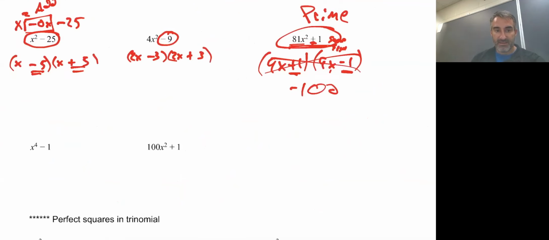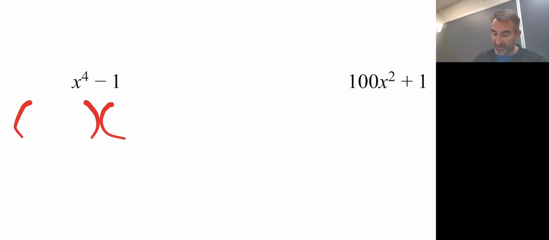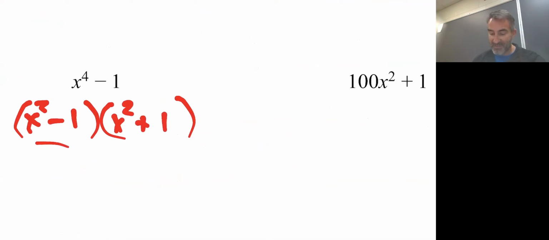Okay. Real quick, I've got a couple more and I'm done. All right, x to the 4th minus 1. This is a good one. So how do I get x to the 4th? x squared times x squared. -1 plus 1. There's your 0. They're the exact same thing, so 0's in the middle.